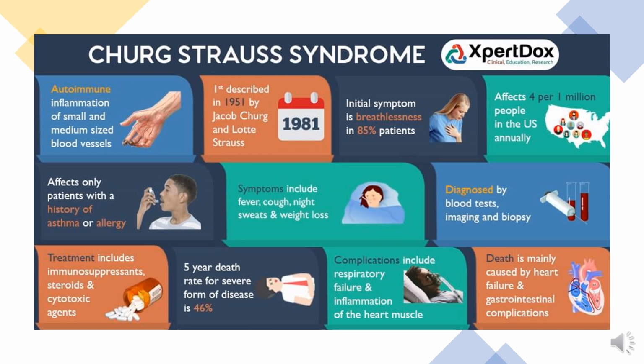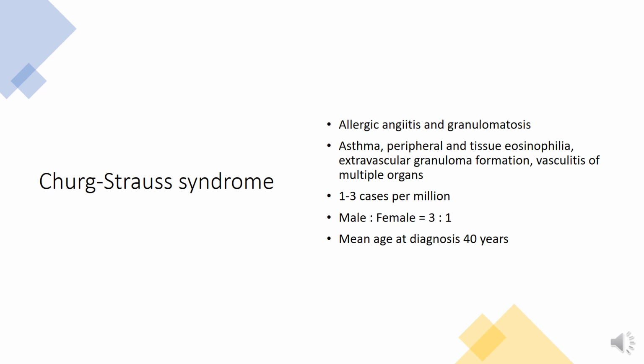Eosinophilic granulomatosis with polyangiitis, or Churg-Strauss syndrome, or allergic granulomatosis and angiitis, is a multi-system disorder characterized by allergic rhinitis, asthma, and prominent peripheral blood eosinophilia. The incidence is 1 to 3 per million people, age of onset 40 years.